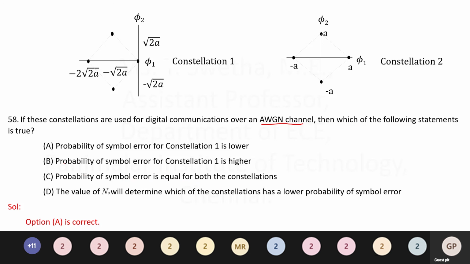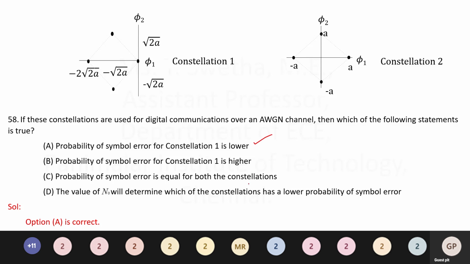Obviously both are not equal, so you can delete it. So either answer will be already projected. Anyway, we can skip out the unwanted answers. Okay, the value of N0 will be determined. So N0 is a noise probability density function, it will not change. Okay, so this will also not be correct. Either we can say option A or option B. But with the help of that energy, which one is higher? Constellation 1 is higher. So which means you can say option 1 is the correct one. Okay, so probability of error will be lower for constellation 1 because of the higher energy.